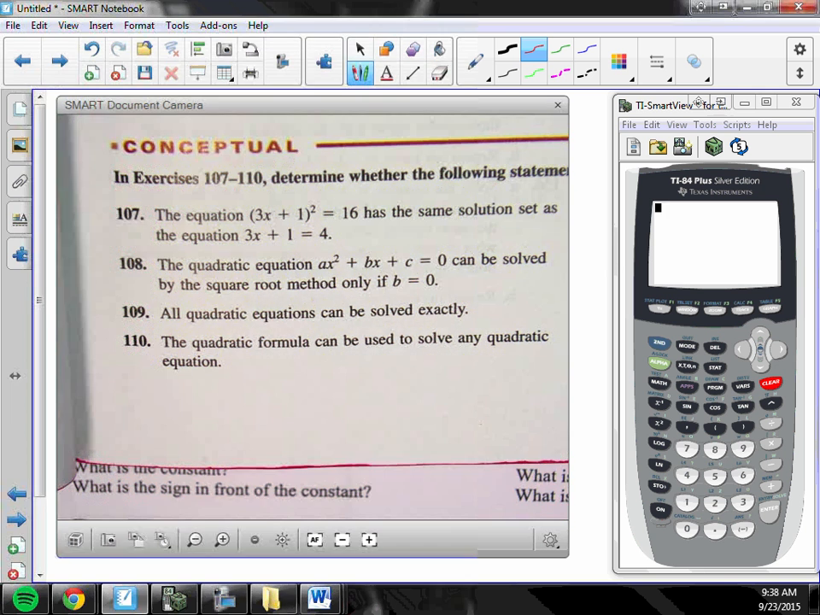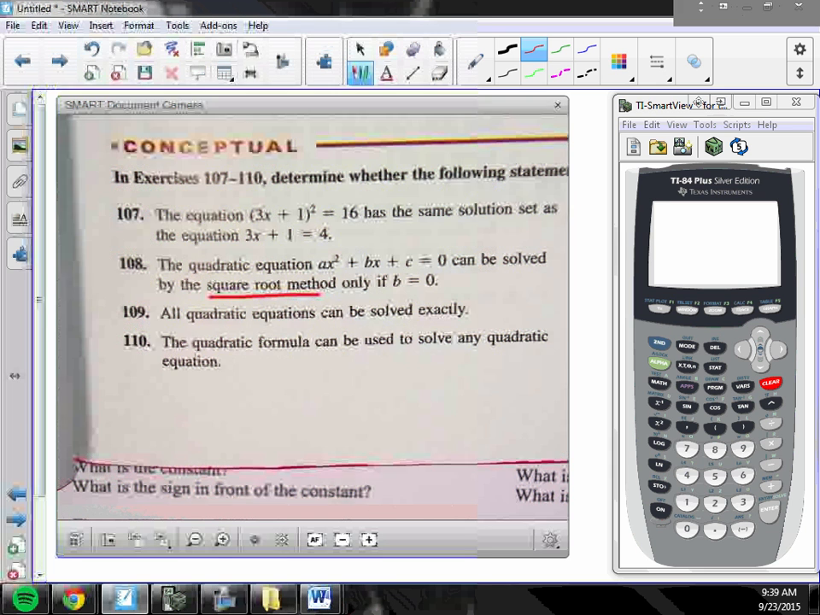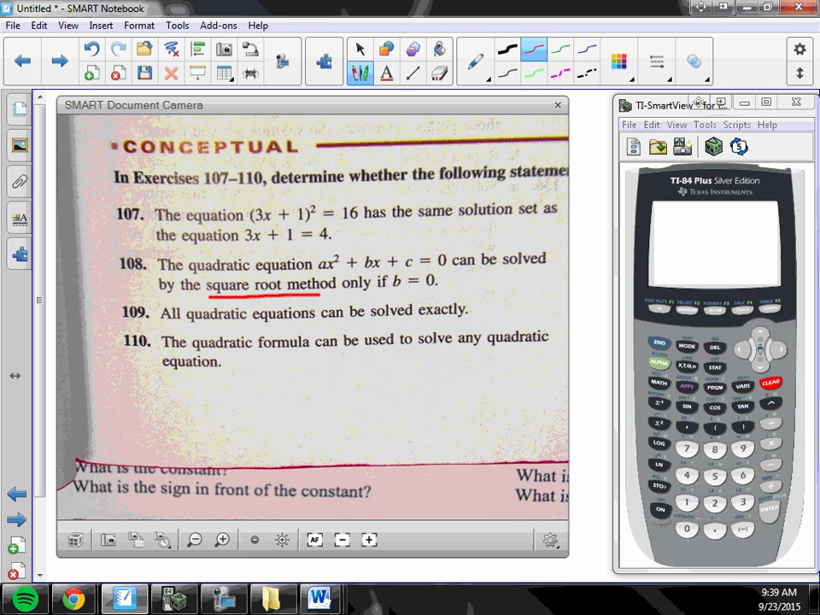Let's talk about 108, even though it's not one you need to do. The quadratic equation ax squared plus bx plus c equals 0 can be solved by the square root method only if b equals 0. So if you have a quadratic equation, can you only use the square root method if b equals 0? Do you know what the square root method is? It's completing the square. Does that only work when b equals 0? No, it works all the time. So, false.